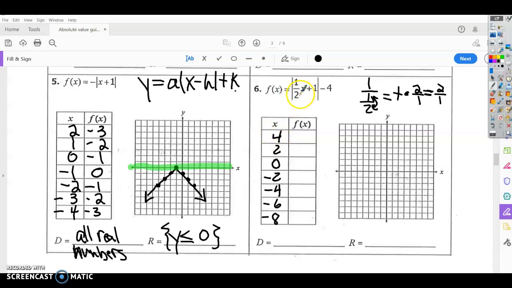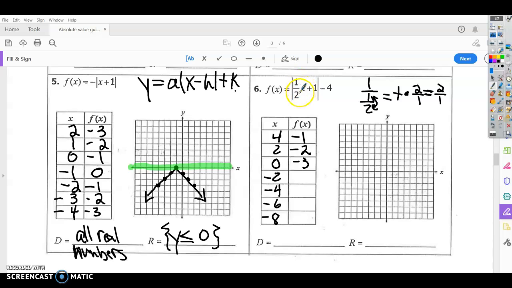Half of 4 is 2. 2 plus 1 is 3. Absolute value of that is 3. 3 minus 4 is -1. 2. Half of 2 is 1. 1 plus 1 is 2. 2 minus 4 is -2. 0 plus 1. So half of 0 is just 0, plus 1. So 1 minus 4. 1 minus 4 is -3.